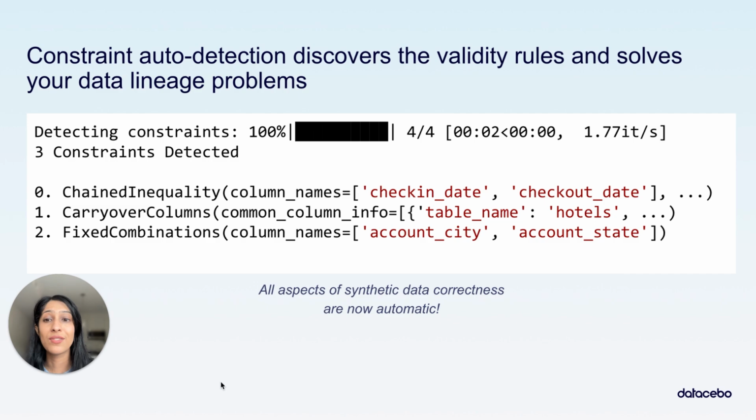The response to this feature has been overwhelming. This feature is taking generative modeling, especially for relational databases, to a whole new level. So it's automatically detecting data lineage, it's reducing the manual work that you need to identify the constraints, and at a higher level, it's even providing a new level of data understanding. And so now all these different aspects of synthetic data correctness are automated: the statistical quality, database structure, and now the rules of validity.